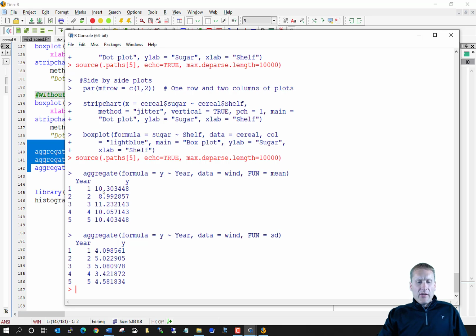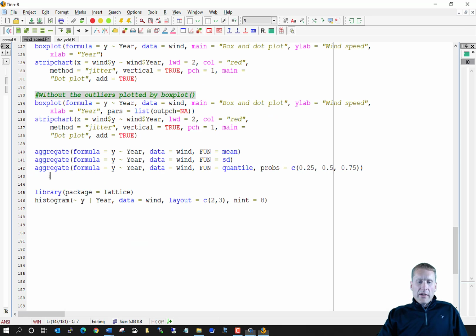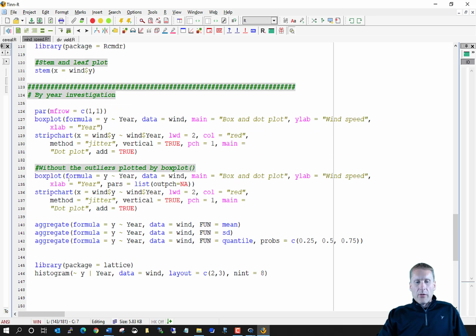And so what we see here, it looks like year number 2, the wind speeds went down a little bit. I don't know, I'm not an expert on wind speed. I don't know if this is a significant finding that we have here, but that's kind of interesting. We also see with respect to the standard deviations, we have some years that have a smaller standard deviation than others. Well, let's take a look at this then with respect to a plot.